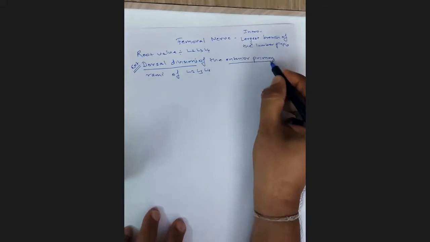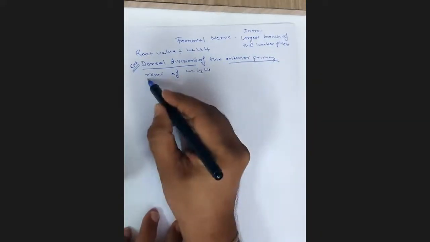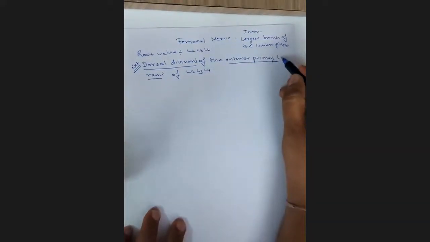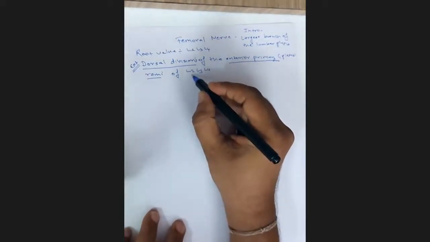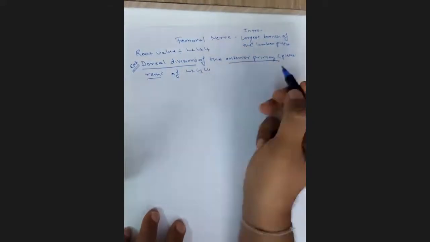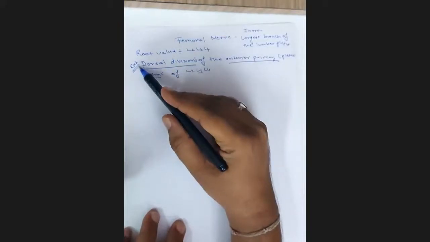Another important word here is anterior primary rami. It's the anterior primary rami which always form the plexus. Posterior primary rami don't form the plexus. So anterior primary rami of L2, L3 and L4, dorsal divisions because it supplies the extensors.